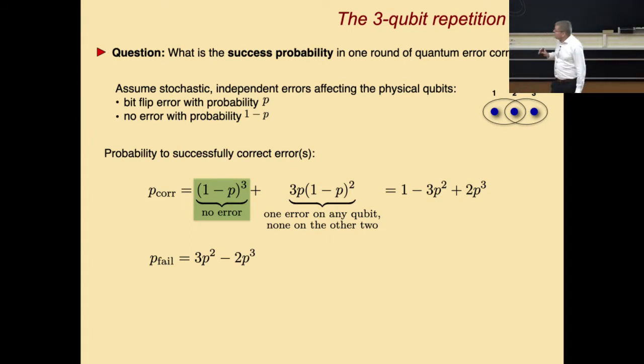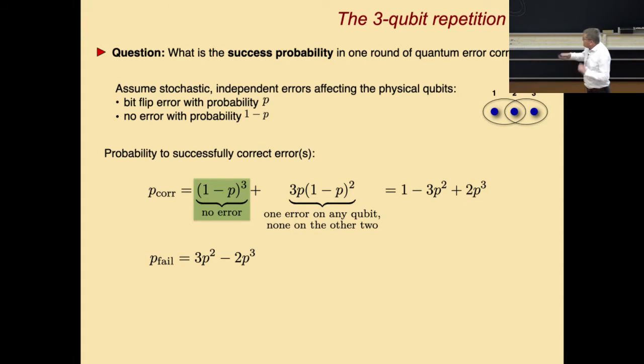Let's look at this and assume a very simple noise model, namely the same as used in classical information. Assume that each of our qubits can suffer a bit flip with the probability p, and with the probability 1 minus p does not suffer a bit flip. So what's the overall probability that, if we encode our information in the 3-qubit code, we will be able to correct the occurrence of an error or more errors? So let's look at this.